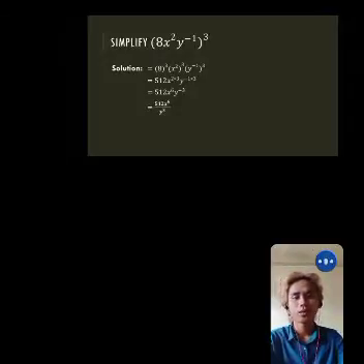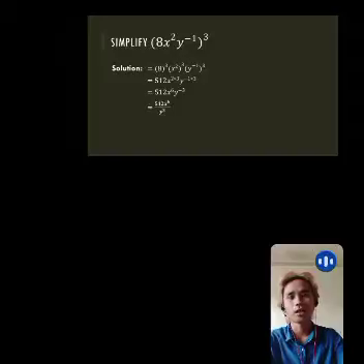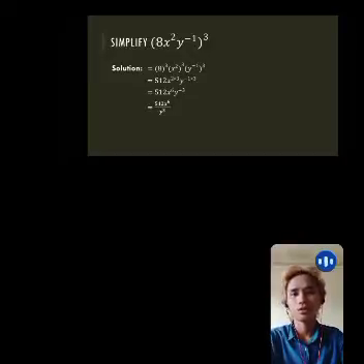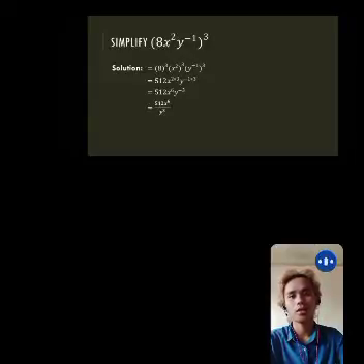And by the way, if your problem has an exponent outside the parentheses, you are going to multiply that to the exponents inside the parentheses. So the answer would be 512 x raised to the power of 6 over y cubed.